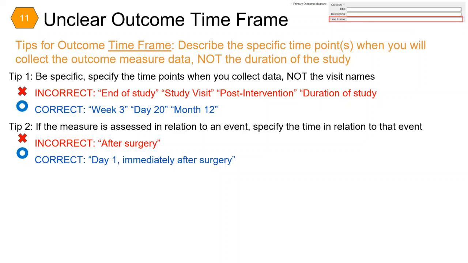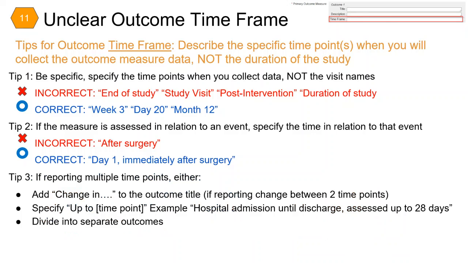Tip 2, if the measure is assessed in relation to an event, for example, this outcome is assessed after surgery, you need to specify the time in relation to that event. So you need to say day 1, comma, immediately after surgery. You can't just say after surgery. It will come back with stipulation.